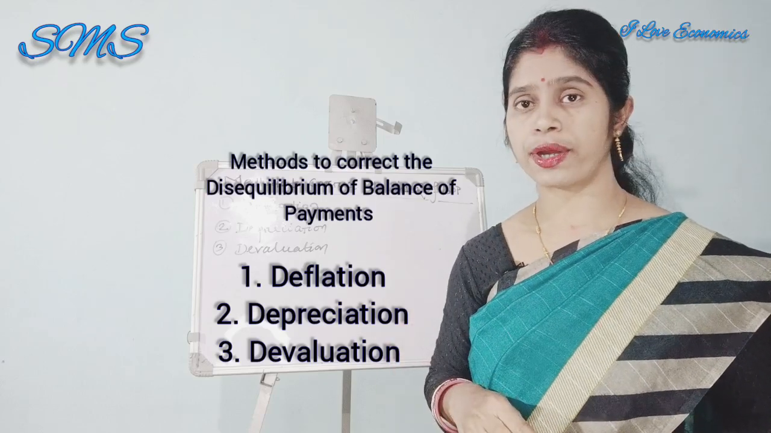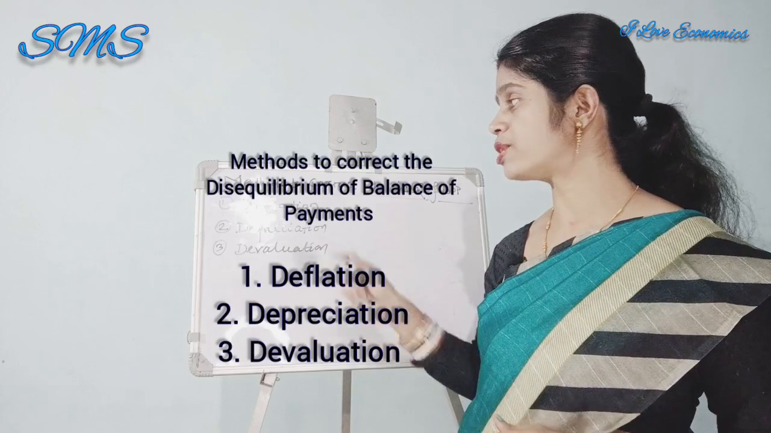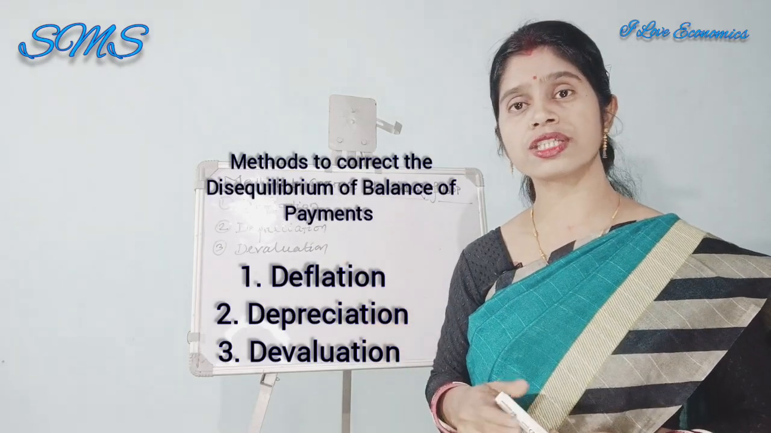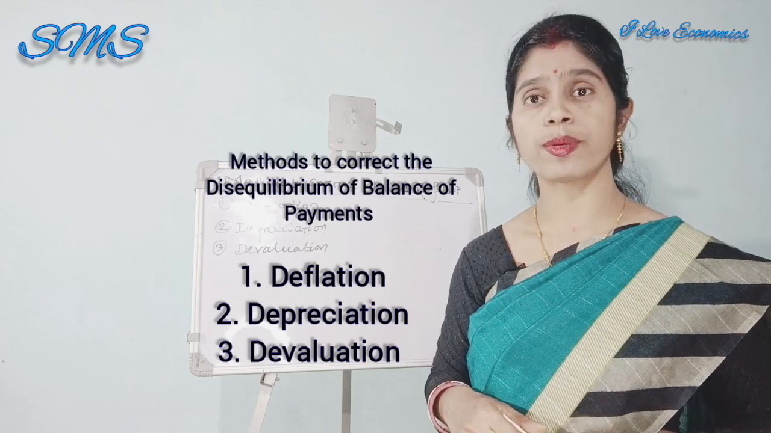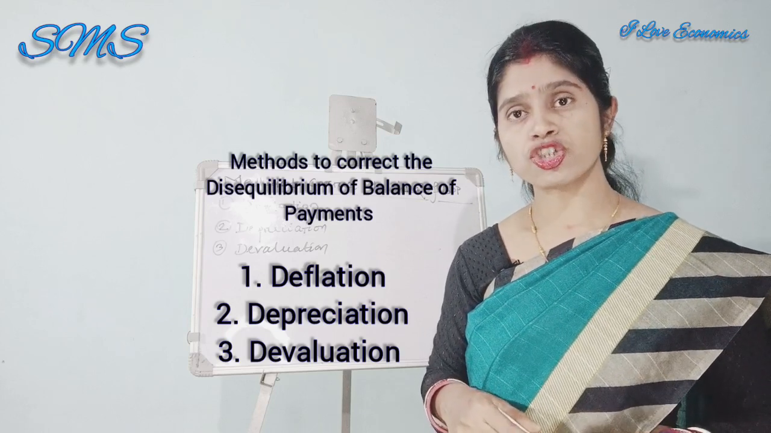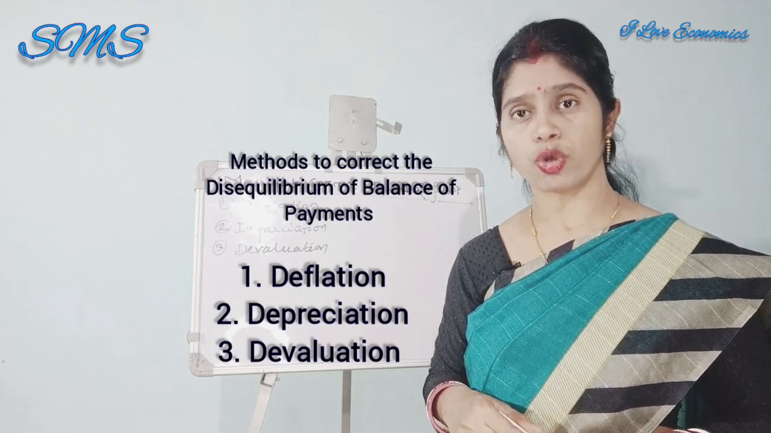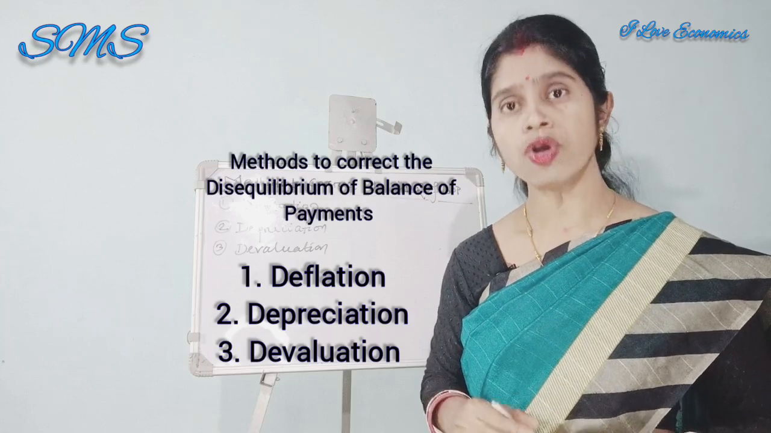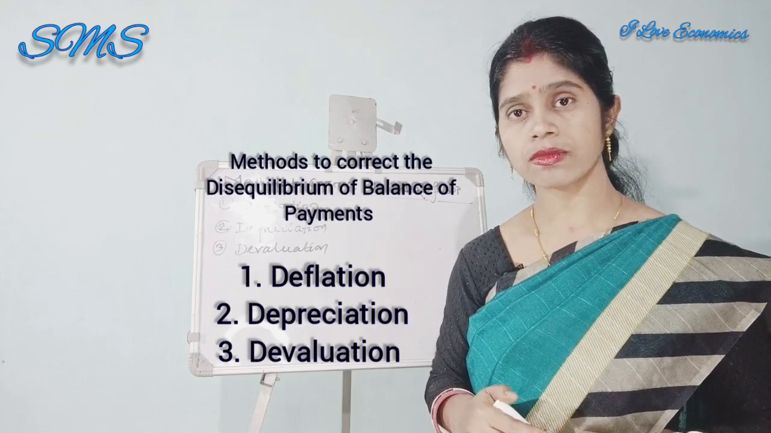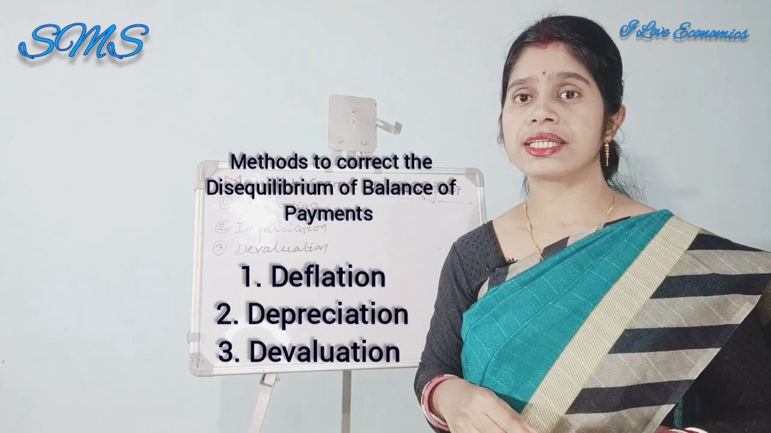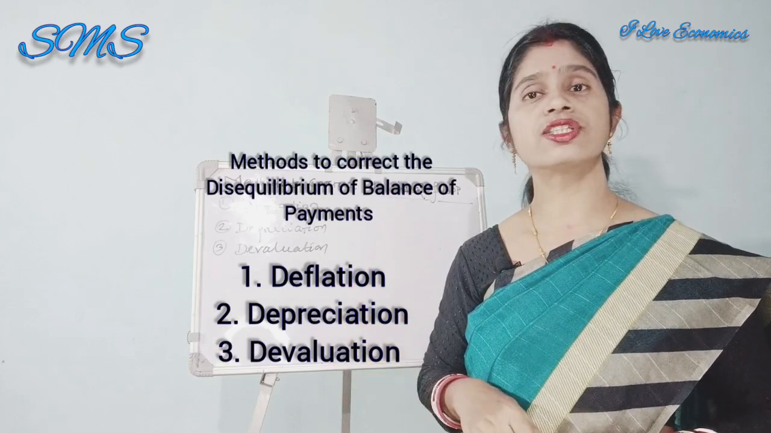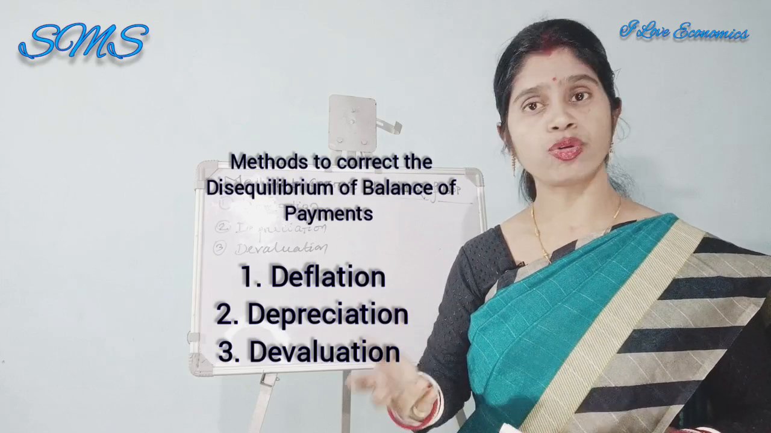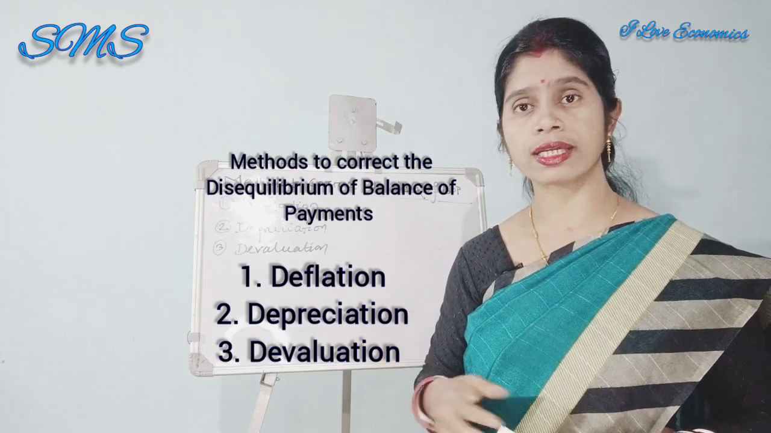Then come to the second point, known as depreciation. Depreciation is the next method to correct the disequilibrium of balance of payment. So what do we mean by depreciation? Depreciation means falling of the external value of the domestic currency in comparison to foreign currency. A currency will be depreciated when the supply of that currency is higher than its demand. So its value will be low, or value will be falling.